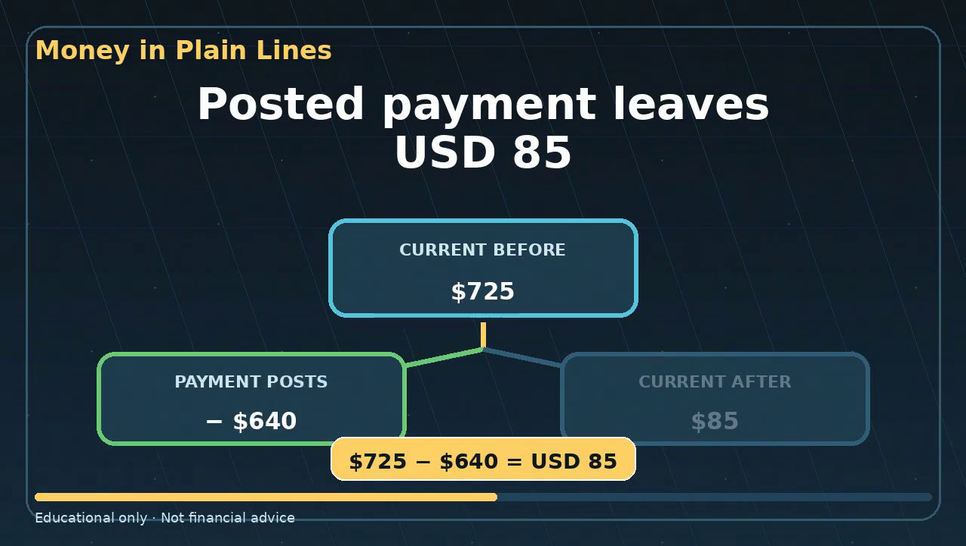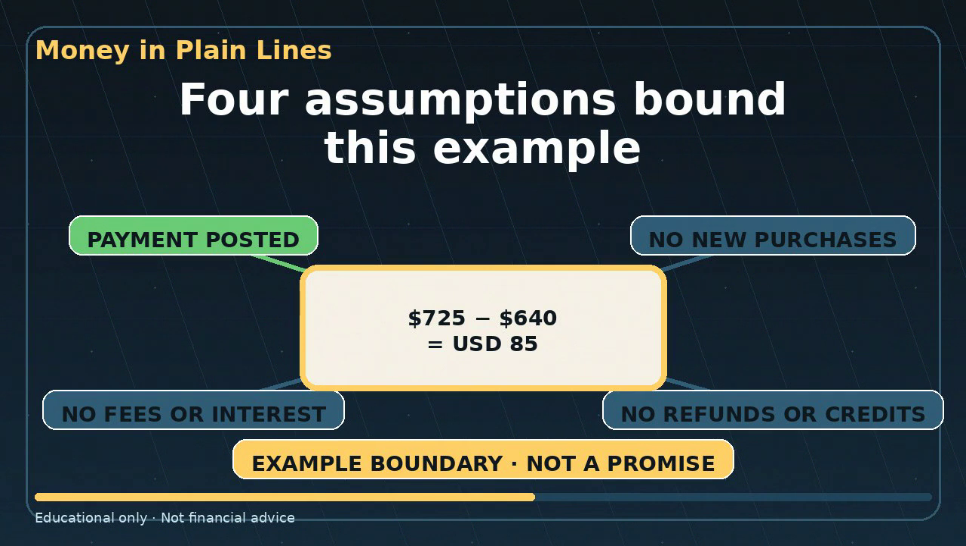A real current balance can move for many reasons, and payment posting can take time. New purchases, refunds, fees, interest, adjustments, or a payment that is still processing can change the live number. The scene says assuming no other changes because the arithmetic is not a universal promise about every account.